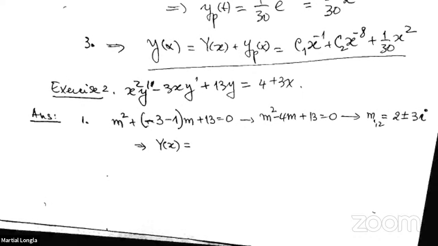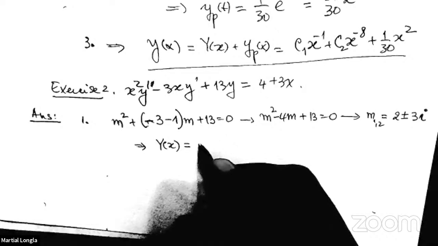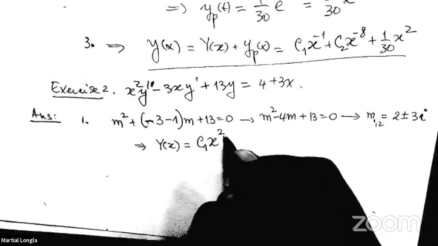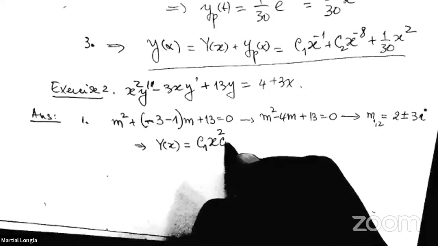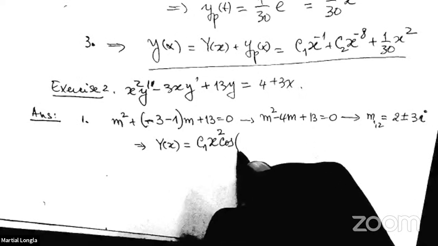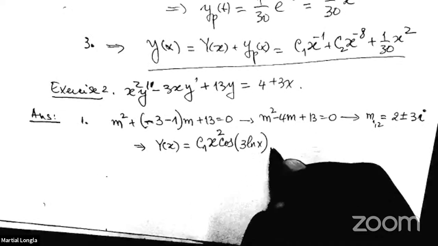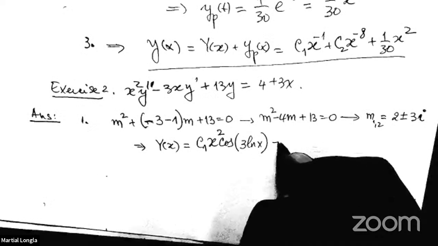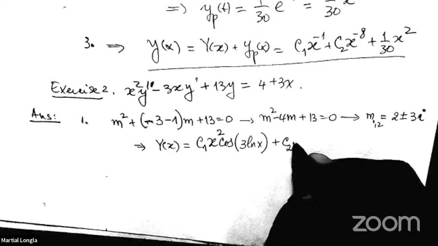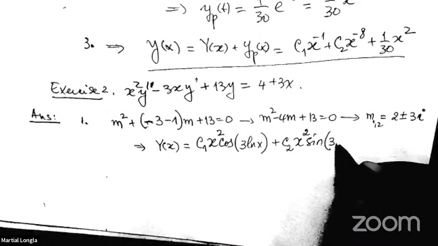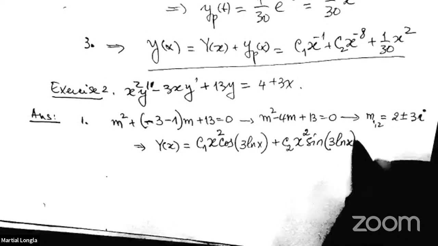That would be C1 x squared cosine 3 ln of x plus C2 x squared sine 3 ln of x.